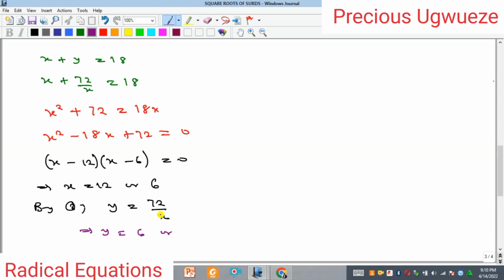So you can then see that the square root that we are looking for is equal to the root of x plus the root of y. When x is 12, you have root 12 plus root 6. And when x is 6, you will also have this. So you just have this twice as the required root that you are looking for. And that is the solution.